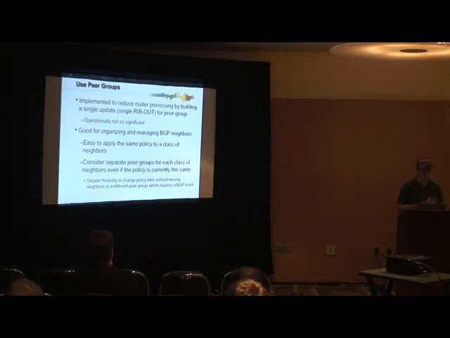Even consider having separate peer groups for classes of neighbors, even if they have the same policy. For example, you might want to have different peer groups for transit providers as well as peers, just because at some point in the future you might want to have divergent policy for those two sets of BGP neighbors. So that'll give you greater flexibility later without having to move a set of neighbors out of a peer group, causing the session to go down.